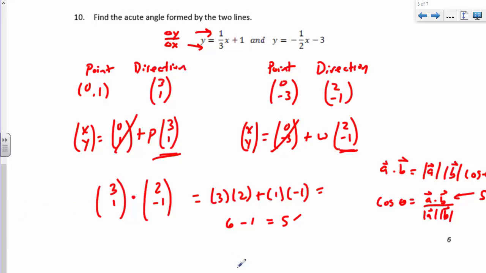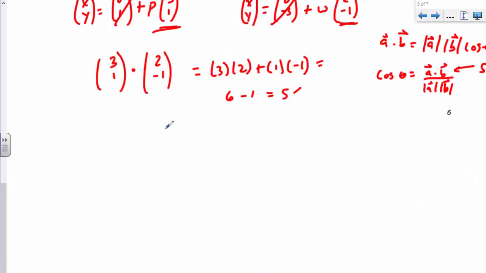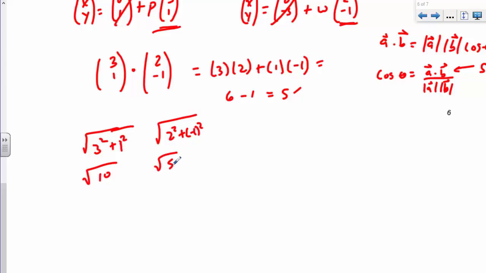So let me extend this page a little. The magnitude of this first vector is the square root of 3 squared plus 1 squared, so it's the square root of 10. And this one is the square root of 2 squared plus negative 1 squared, which gives me 4 plus 1, so this is the square root of 5. So the cosine of theta is equal to 5 over root 50.